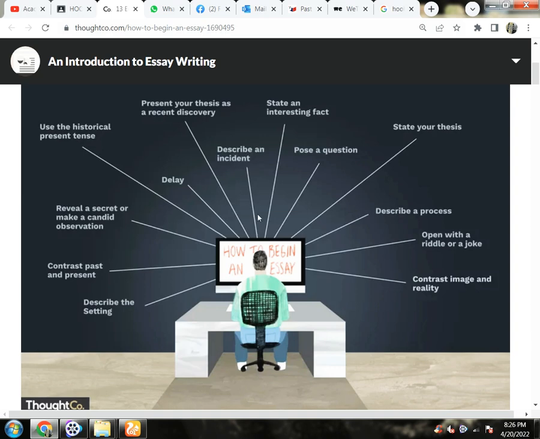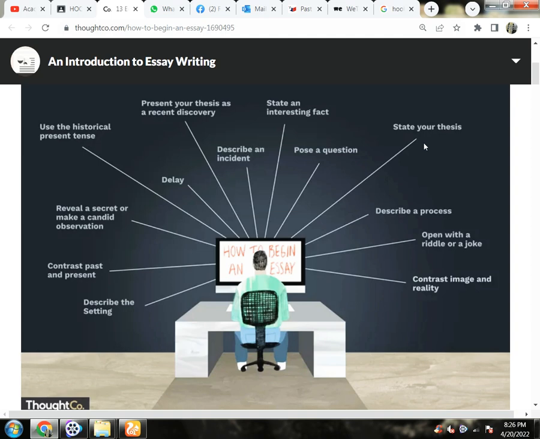Anyway, describe an incident, narrative, descriptive. State an interesting fact, argumentative. Also maybe descriptive, narrative, depends on your creativity. Pose a question, rhetorical question. It could be used for descriptive, narrative, and argumentative. Depends on how you use that question. And of course, link it to your topic.